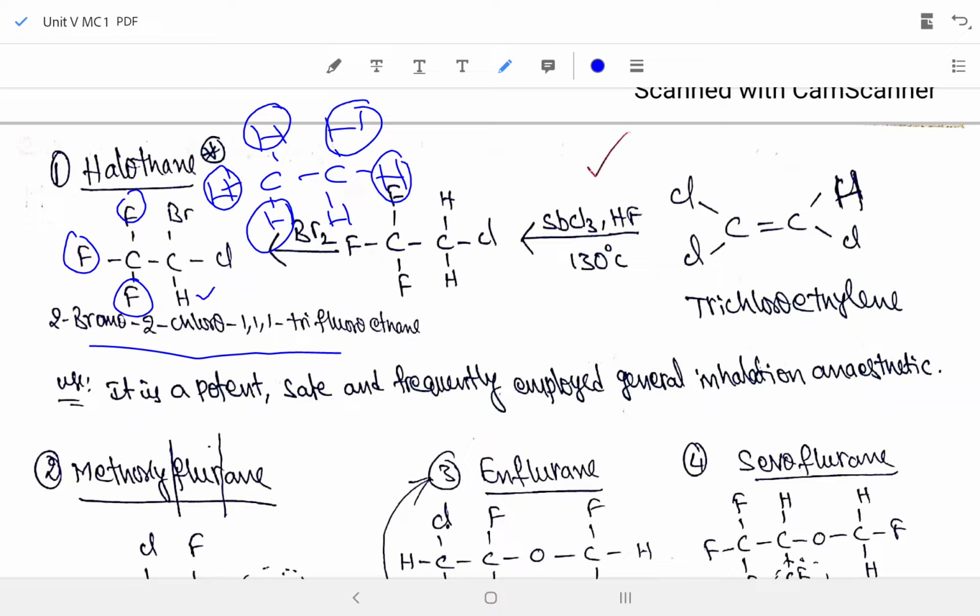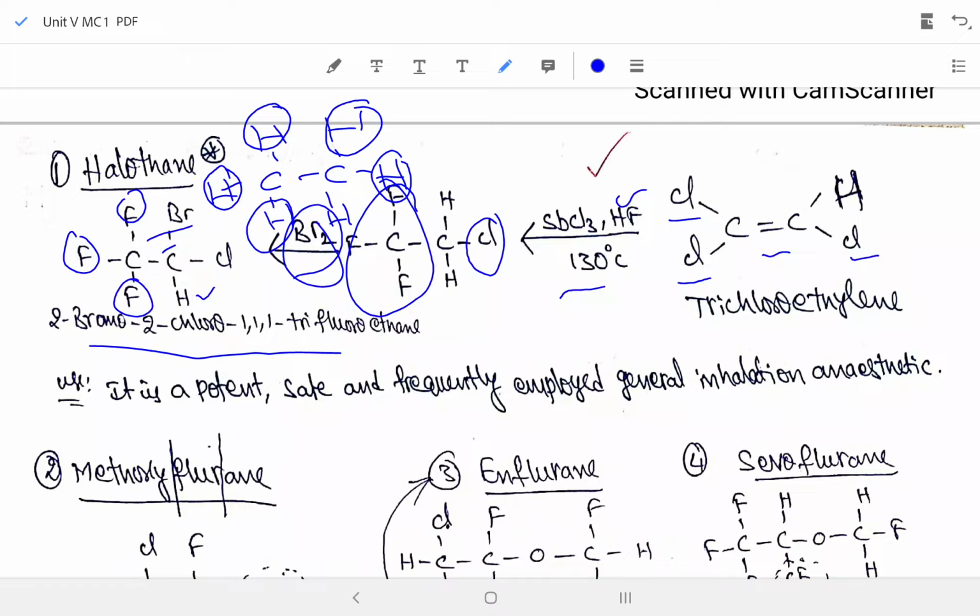It is synthesized from trichloroethylene. Ethylene tells you that it is a double bond containing hydrocarbon. Trichloro indicates that there are three chlorine atoms. Chlorine is an easy leaving group, so that is the reason we select a reagent with chlorines. Okay, we can replace chlorines easily. Then using hydrofluoric acid and tin chloride at 130 degrees centigrade, we will get trifluorochloroethane. Then we will add bromine, we will get bromine attached here and halothane is synthesized.